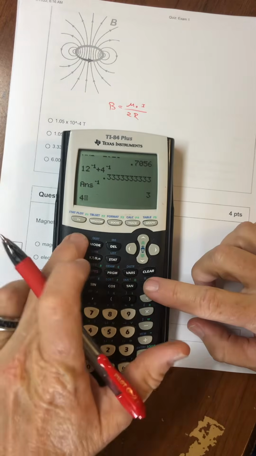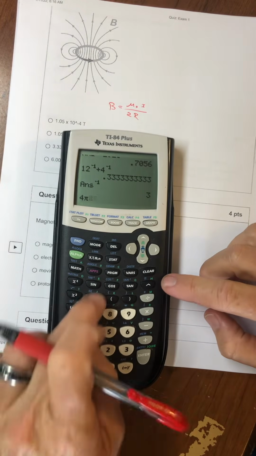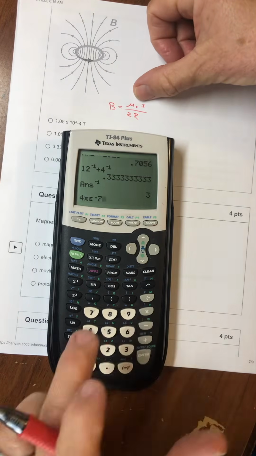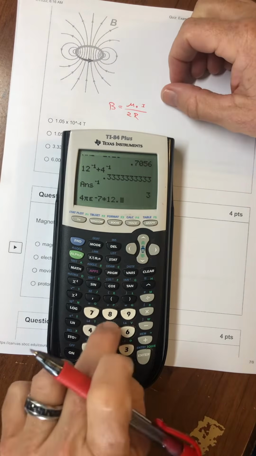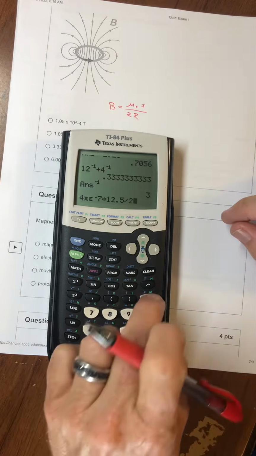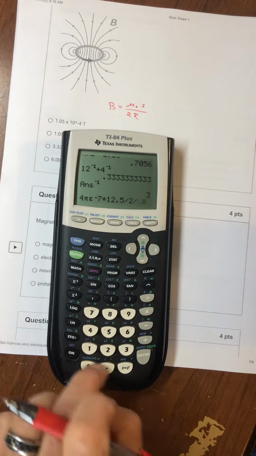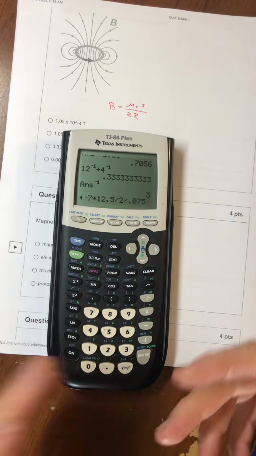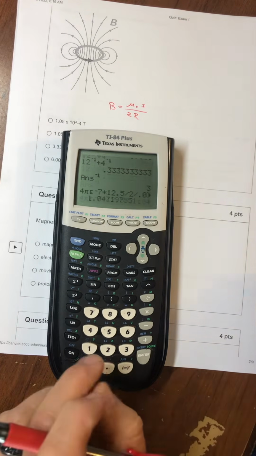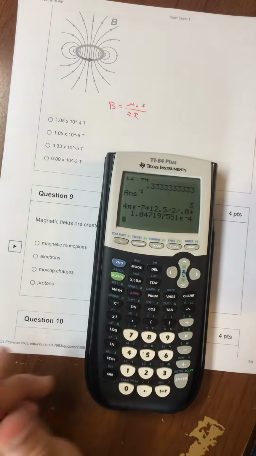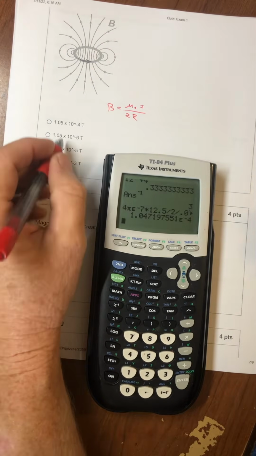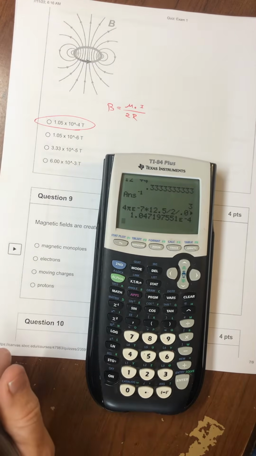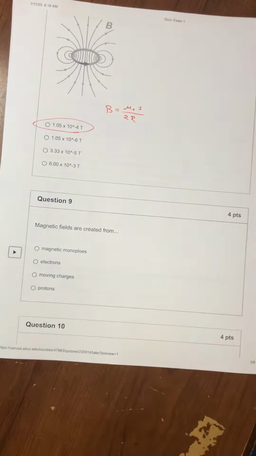So this would be 4 pi times 10 to the negative 7 for the permeability of free space. The current said 12.5 amps. So if I divide by 2 and also divide by the radius, which is the 7.5 centimeters, so I'll change it to meters, I get a field of about 1.05 times 10 to the minus 4 tesla. Okay?